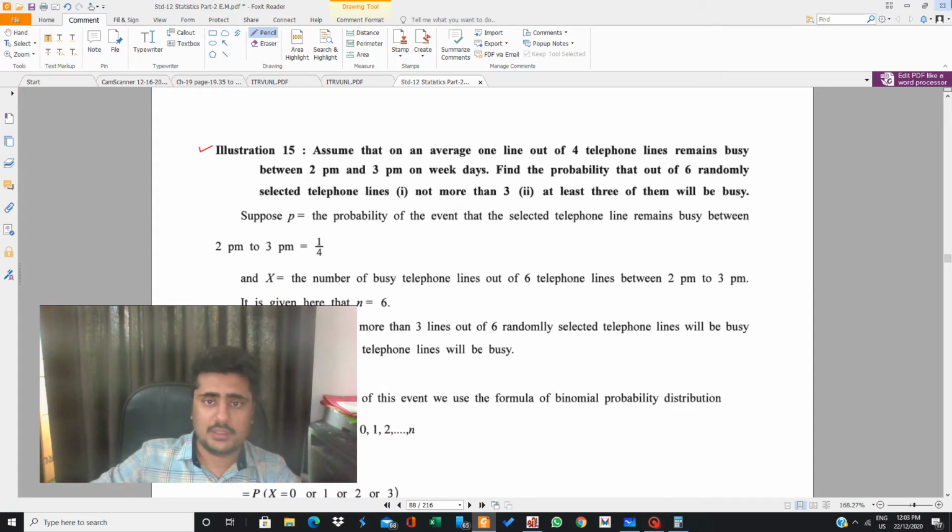Assume that on an average, one out of four telephone lines remain busy. So you can say if 1/4 line is always busy, so 3/4 line is never busy. You are asked to find the probability that out of six selected telephone lines, how many telephone lines you have to select? Six. Not more than three, and at least three of them will be busy.